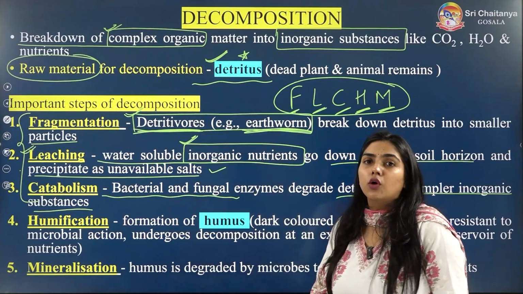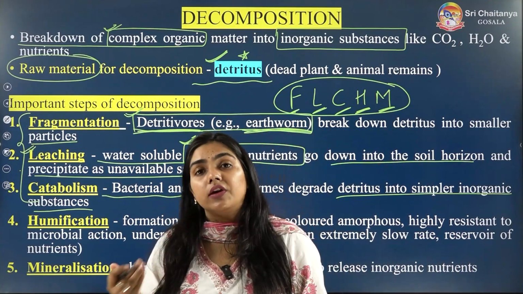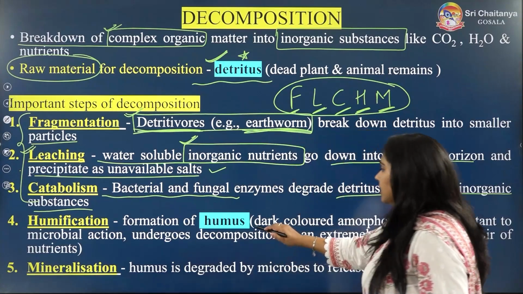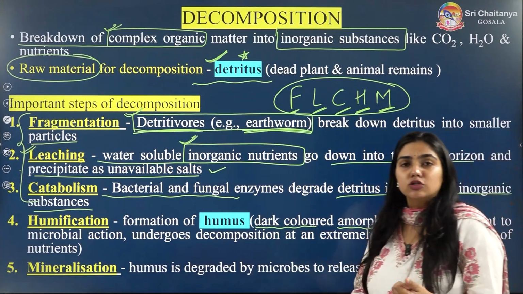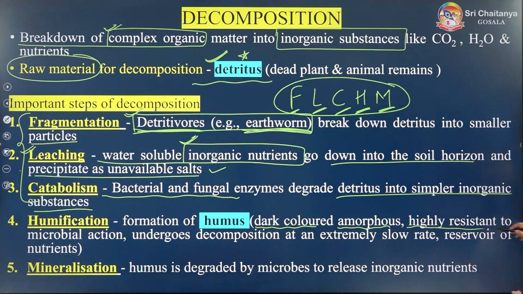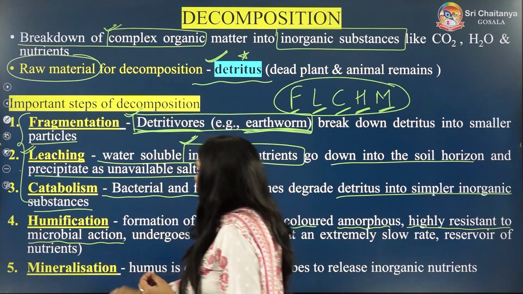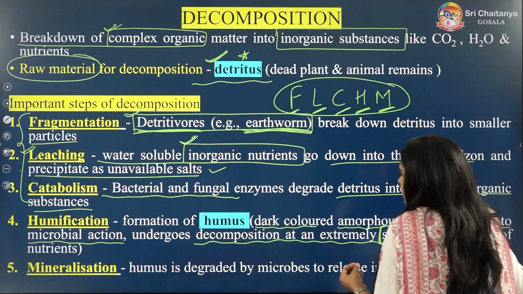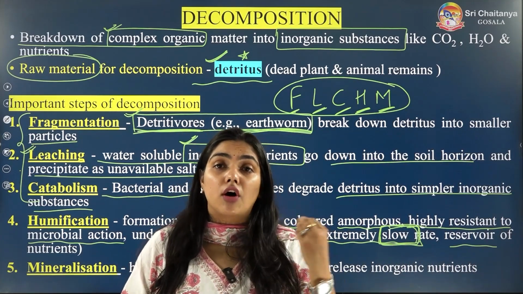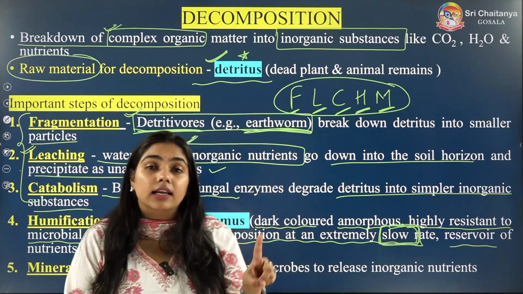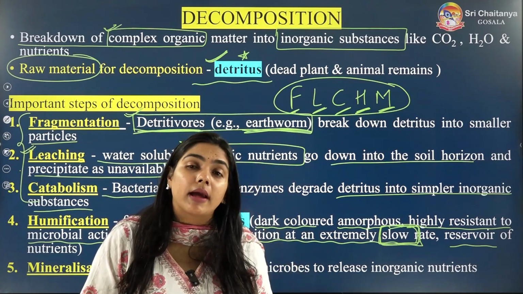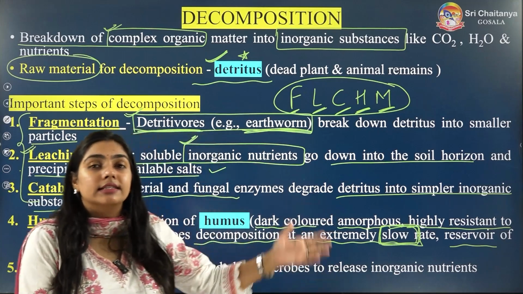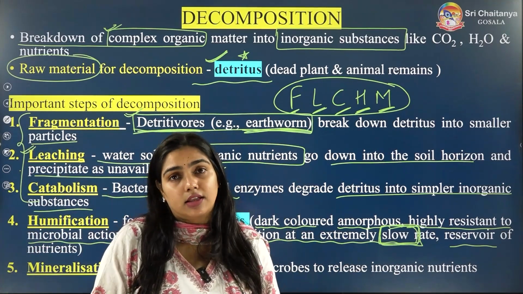Now, coming to the 4th process, that is humification. What is humification? It is the formation of humus. Now, you should know the characteristics of humus. Humus is dark colored and amorphous, meaning powdered. It is not crystalline. It is highly resistant to microbial action and undergoes decomposition at an extremely slow rate. Very, very important point. And since it is colloidal in nature, it is a reservoir of nutrients. So many nutrients are there in the humus.